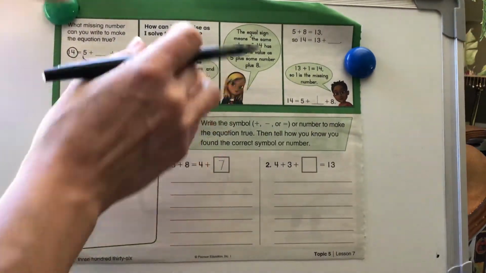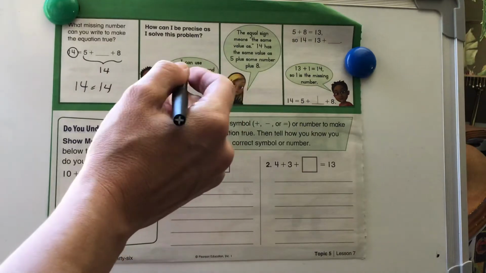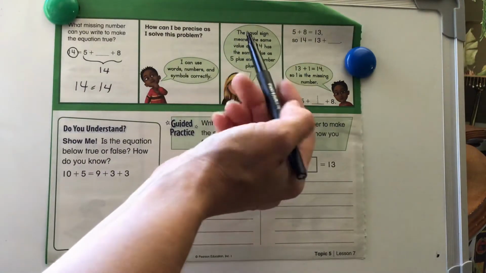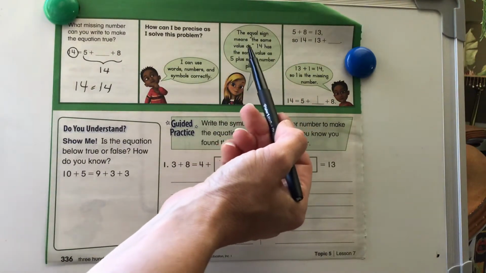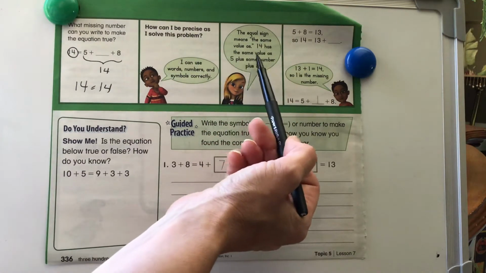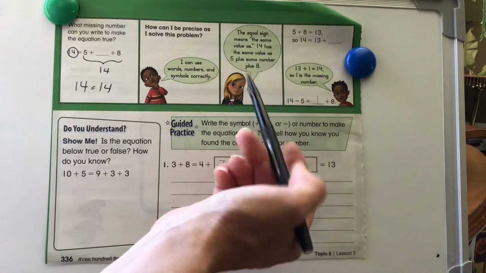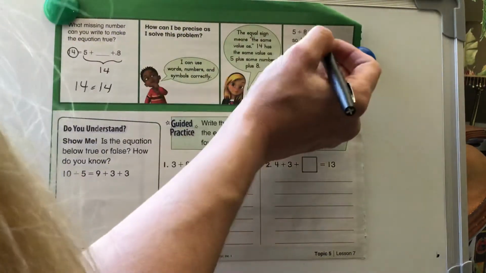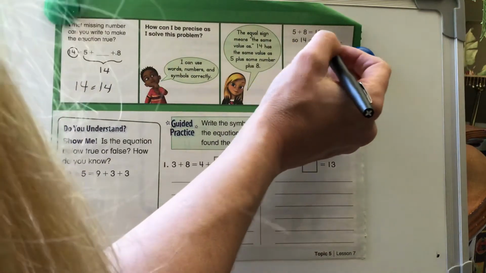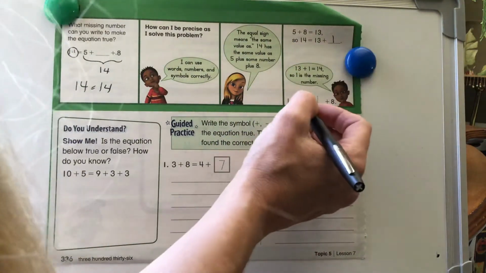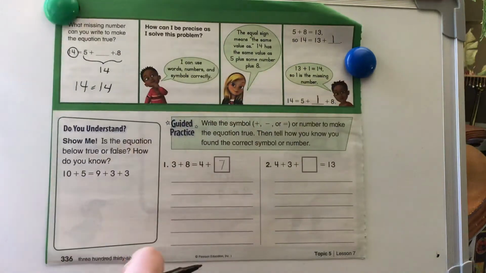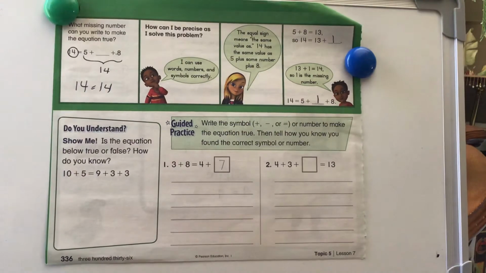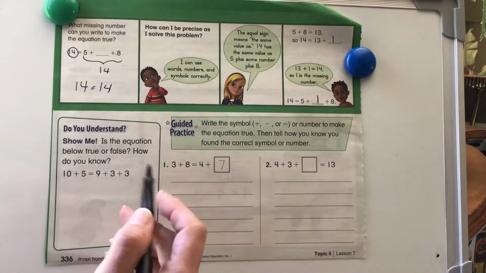Okay, how can I be precise as I solve this problem? I can use words, numbers, and symbols correctly. The equal sign means the same value as, or the same as. 14 has the same value as 5 plus some number plus 8. So we have to figure out what this is. So we know that 5 plus 8 equals 13. So 14 is 13 plus 1. So 5 plus 1 plus 8. And again, you can do it a couple different ways with a couple different strategies, depending on how you'd like to do it.